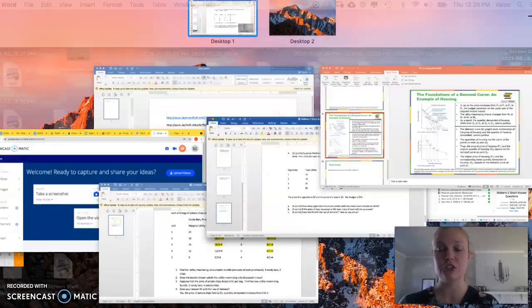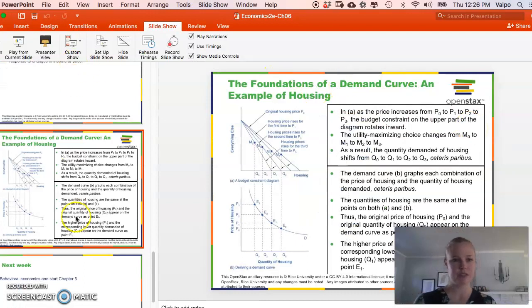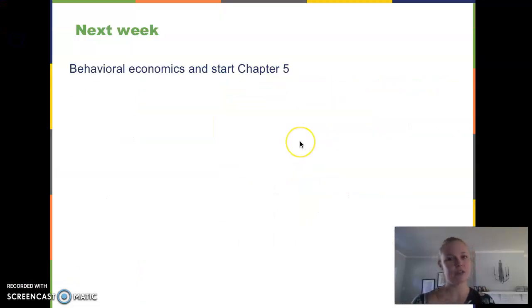I felt like I should show you how to calculate marginal utility. So this is basically what we're going to be doing with consumer theory.